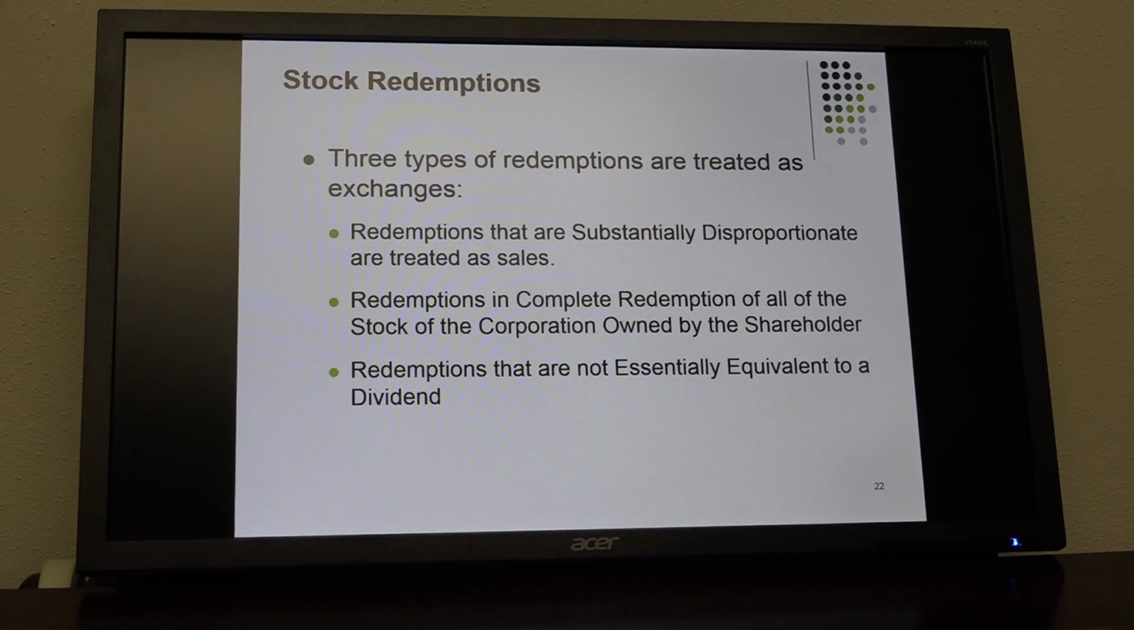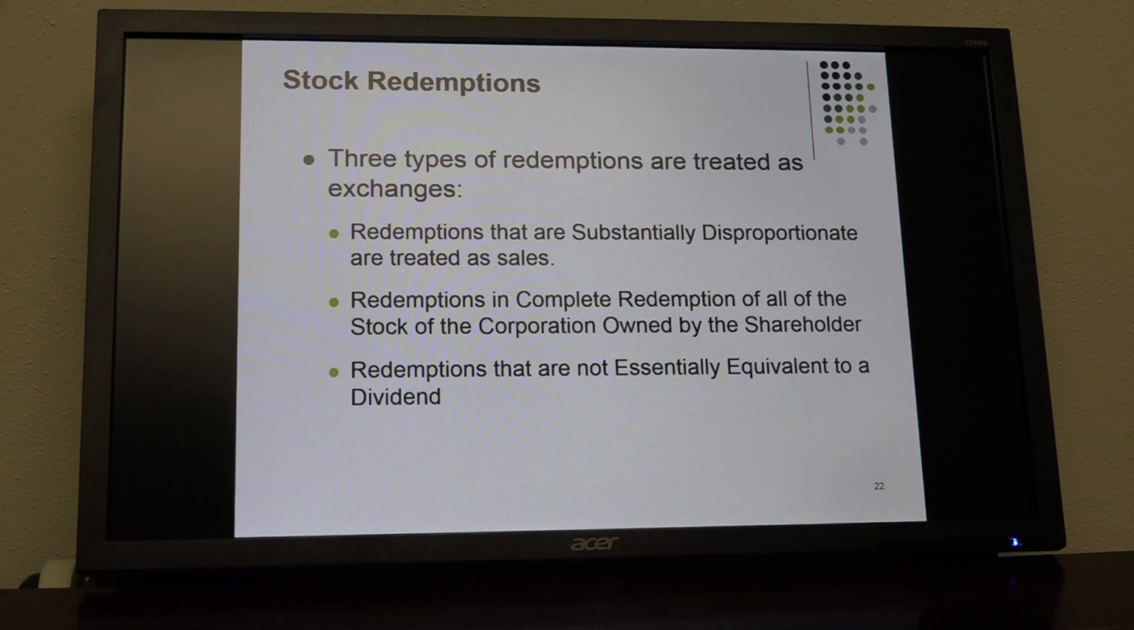Shareholder owns 60% of the stock of the corporation, and so in order to fall under the substantially disproportionate test, you got to meet this 50% and 80% rule. So how do you do that?